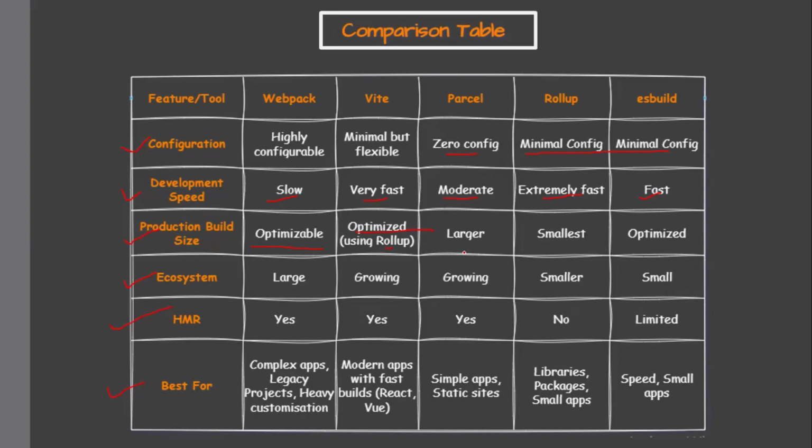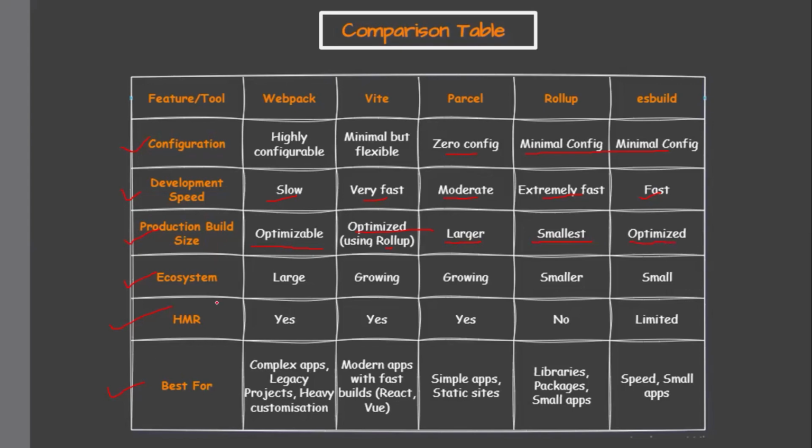Then when we talk about Parcel, it has a larger build size, and Rollup has the minimum or the smallest build size, but it is more suitable for smaller applications or libraries. And the build for ESBuild is optimized.